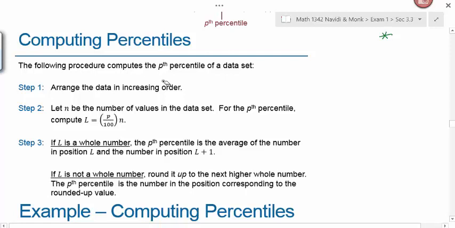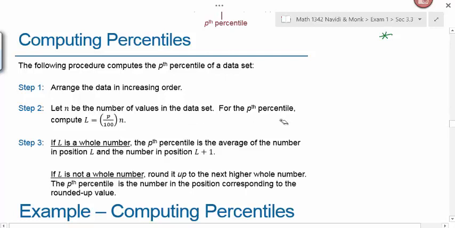The following procedure computes the pth percentile of a data set. Your first step will be to arrange your data in order from smallest to largest. Remember, in order to find medians, we had to arrange our data in order from smallest to largest. Same thing with percentiles. You need to have your data sorted from smallest to largest. Once you do that, we let n be the number of values in the data set. N is our sample size.